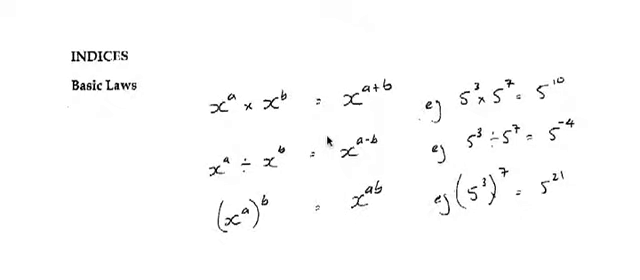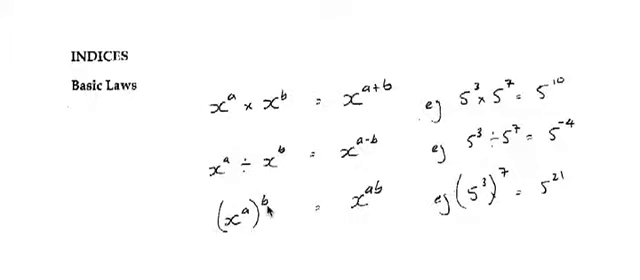So here we've got laws of indices, also sometimes known as power laws. When you're multiplying two things, you add their powers. So for example, 5 cubed times 5 to the 7 would be 5 to the 10. When you're dividing, you subtract the powers. So 5 cubed divided by 5 to the 7 would be 5 to the minus 4.